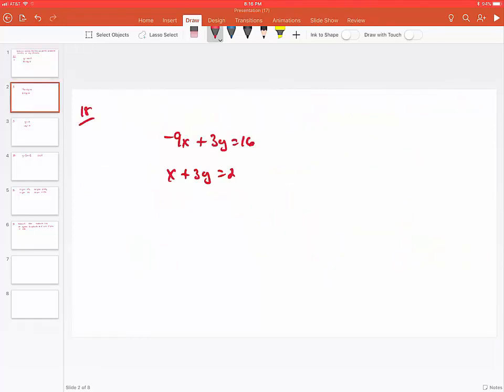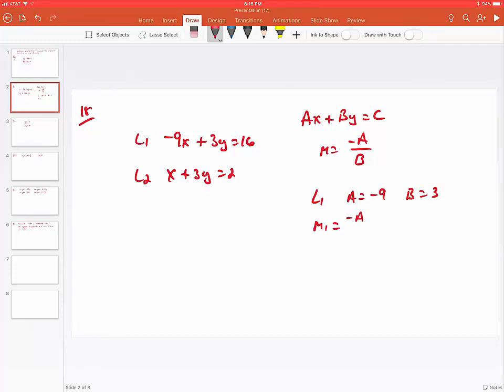For the next example, we're going to do exactly the same thing. Just for the sake of time, since they're both in standard form, ax plus by equals c, I have two ways. I can solve for y, or I can just use the formula m equals -a over b. This will be my line 1, this will be my line 2. For line number 1, my a is equal to -9 and my b is equal to 3, which means that the slope is -a over b, which will be -(-9), as I mentioned in the previous example. So it'll just be 9 over 3, which is 3. So the slope for the first line is 3.